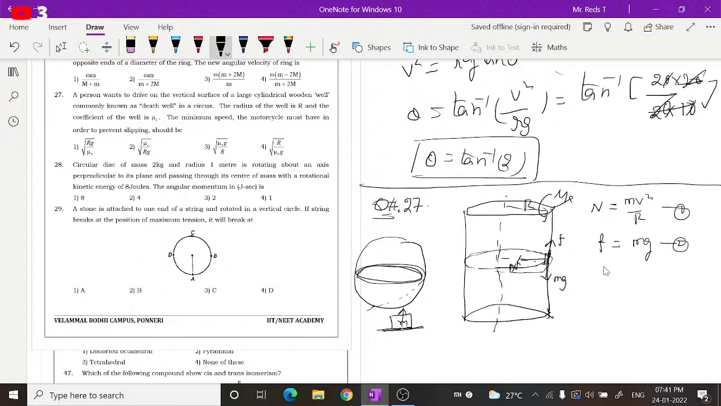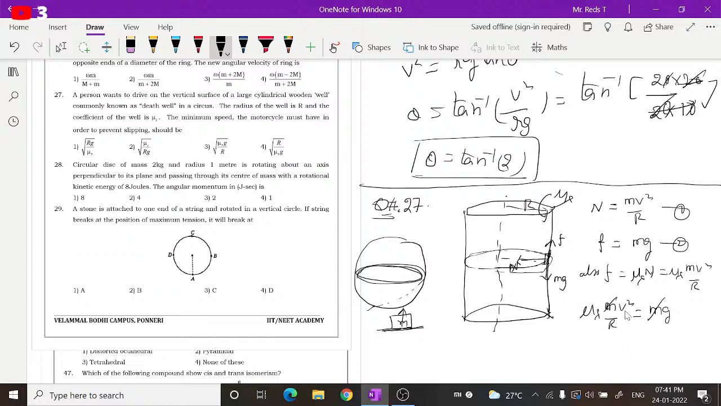By the law of friction, you can also say frictional force is equal to mu n, where n is mv square by r. So if you substitute it here, you get mu s into mv square by r is equal to mg. On simplifying this further, you will get the minimum speed required, v.